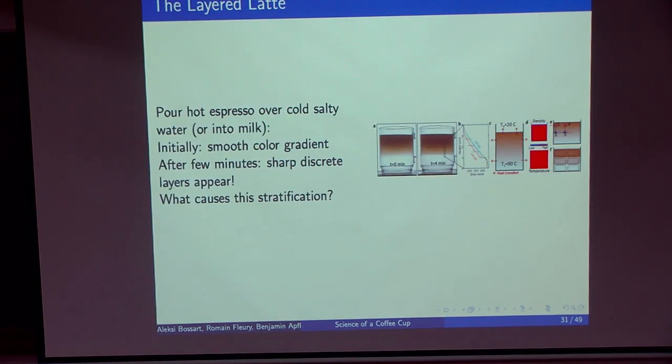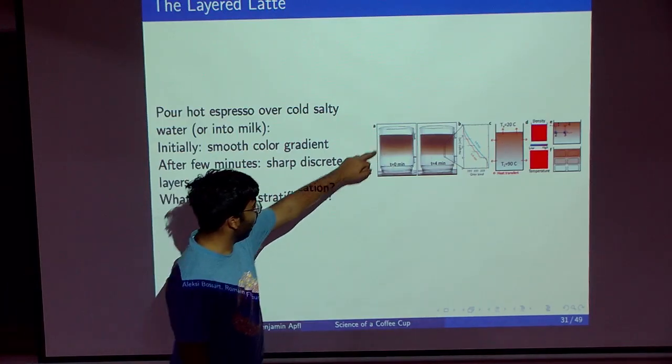And one of the final things is the layered latte. Oh, it's not the latte, but two more. If we pour hot espresso over cold water or into milk, please put it to milk, so that we can have a density difference. So initially when you do it, you get this nice gradient.